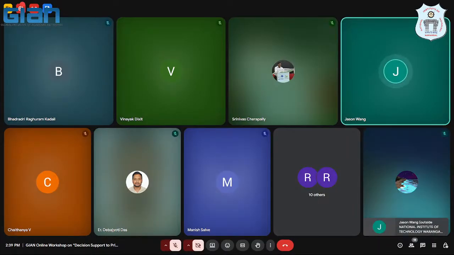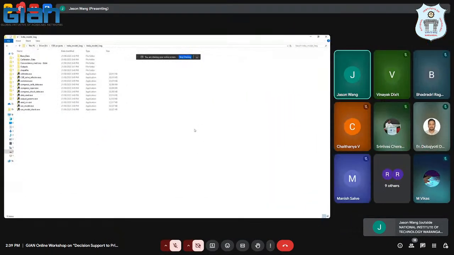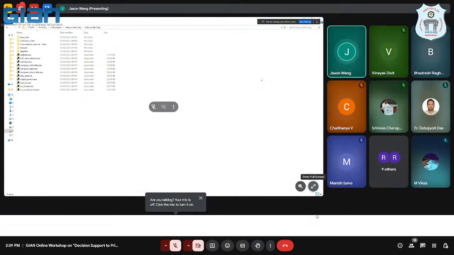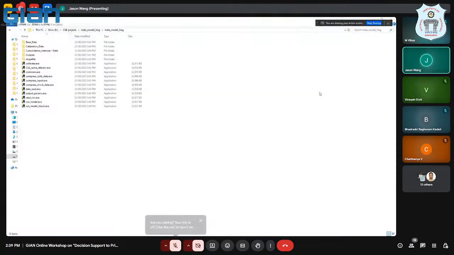Can everyone see my screen? Okay, cool. I believe Professor Vinayak went over the basics of what CGE modeling is this morning. Now what we're going to do is look at an example of such a model. The link is in the chat room, so feel free to access the link and download the model itself. This model is a small example we prepared for this demonstration.